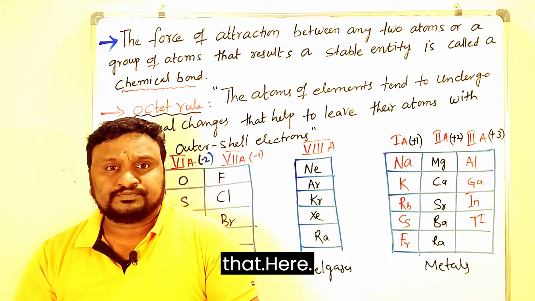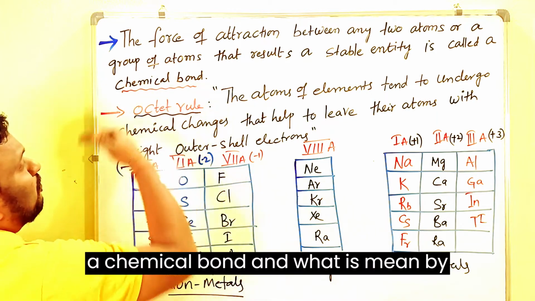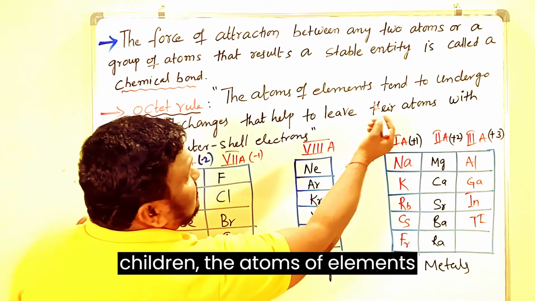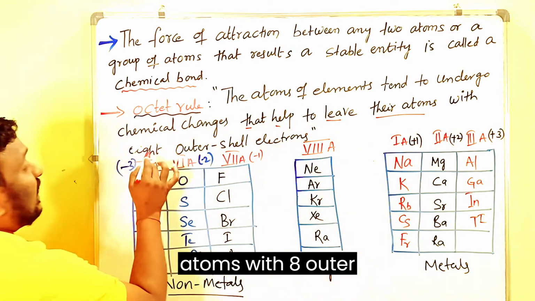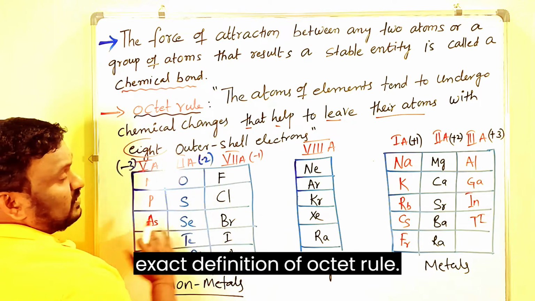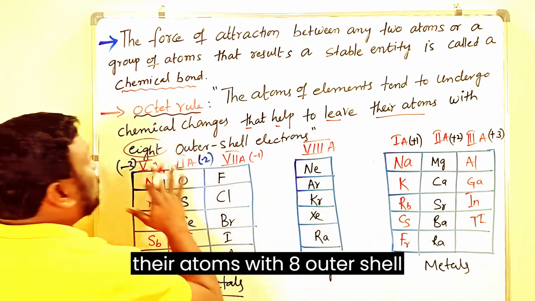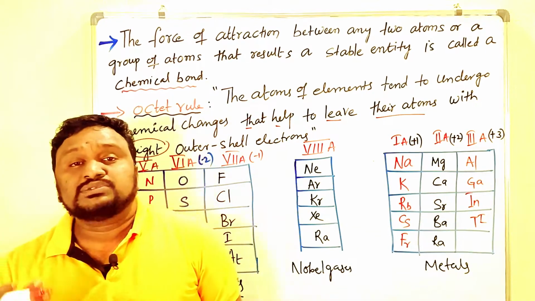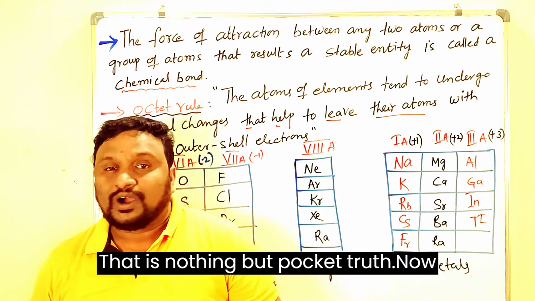So to understand that, see here on the board what is meant by a chemical bond and what is meant by the octet rule. The octet rule means, children, the atoms of elements tend to undergo chemical changes that help to leave their atoms with 8 outer shell electrons. This is the exact definition of the octet rule. Simply, the atoms which have 8 electrons in their outermost shell are very stable. That is nothing but the octet rule.